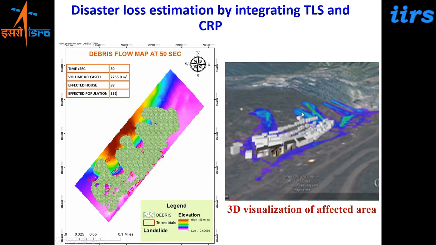We did this study with the TLS, but what you need is a high resolution digital elevation model. One can apply this, and we did a similar thing for the Koti landslide, where, as I said, we estimated the flow velocity and the flow height.